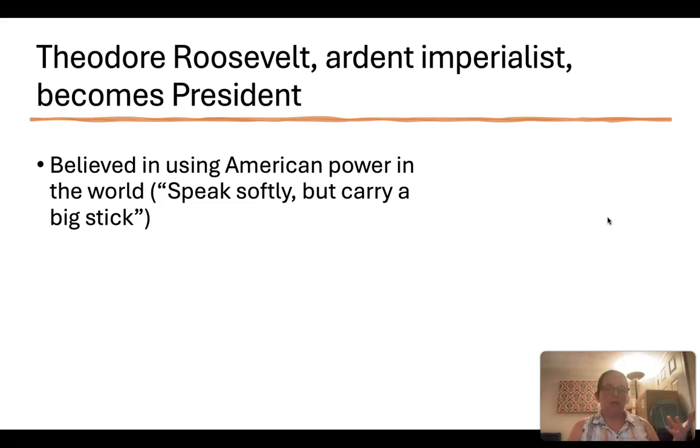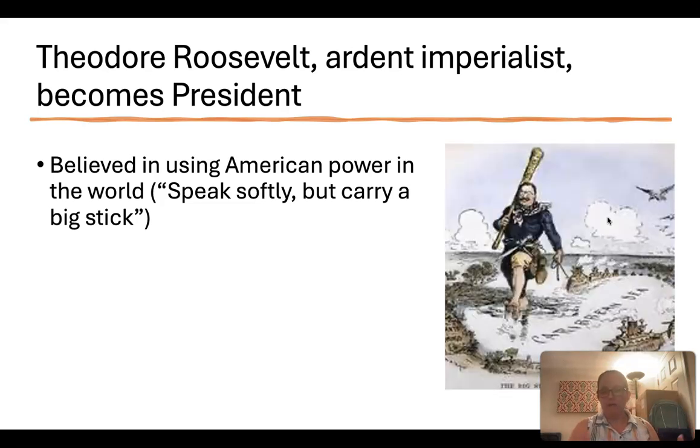Roosevelt, of course, believed in using American power in the world. His famous slogan was, speak softly, but carry a big stick. And you can see that reflected here in this political cartoon where you've got Roosevelt striding around the Caribbean Sea, followed by the American fleet, and he's carrying his big club there.